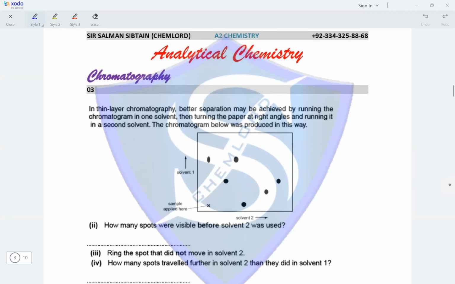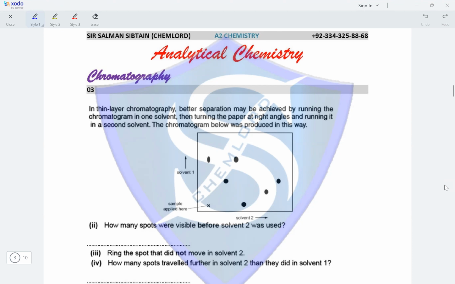Question 3. In thin layer chromatography, better separation may be achieved by running the chromatogram in one solvent, then turning at right angles and running it in a second solvent. The chromatogram below was produced in this way. Okay, they've shown use of solvent 1 is upwards and use of solvent 2 is towards the right.